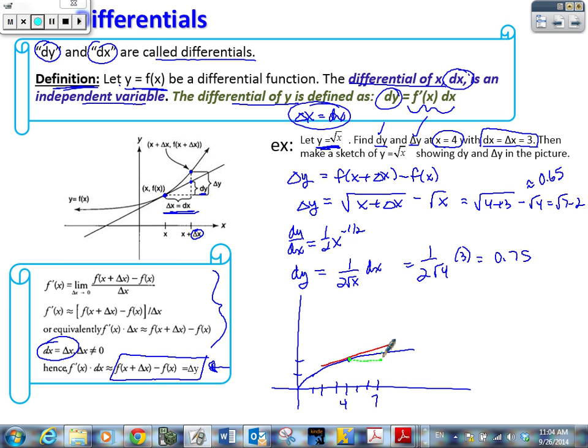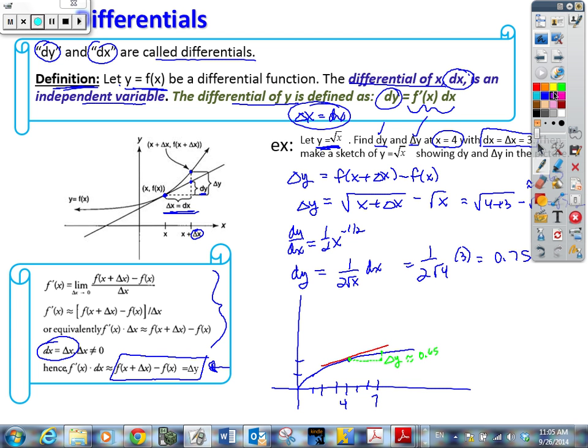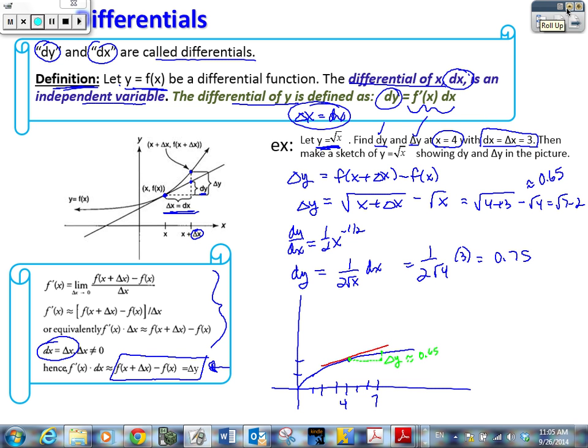And so this distance right here between our original y value and our function value is what? Which one is that one called? Between the curve. Delta y. The one in the curve is delta y. This is delta y, which we said is approximately 0.65. Right? The distance between the original y value and the curve is delta y. All right. Now let's look at the distance between the original y value and the tangent line. What is that one called? That one is called dy, which we said was 0.75.